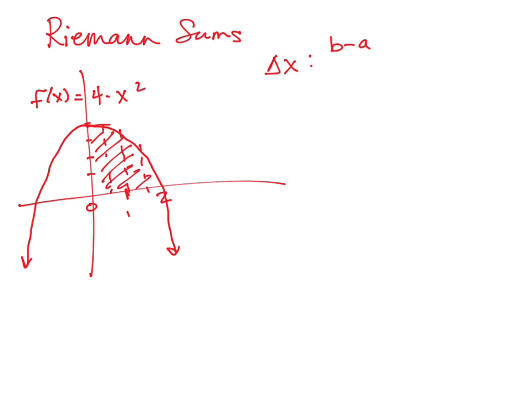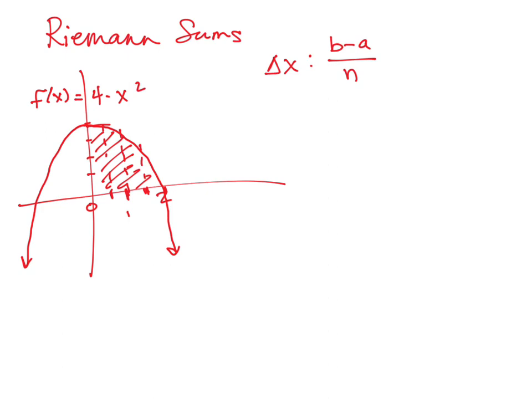That tells me how wide of an area I'm talking about here. And then I'm going to divide that by n. N being what? The number of rectangles. Okay, so B minus A over N is going to tell me how wide each rectangle is, its width. Do you agree with that?